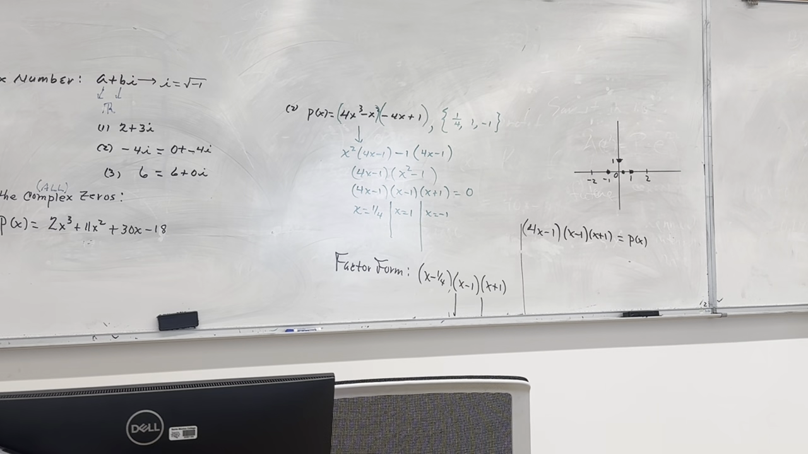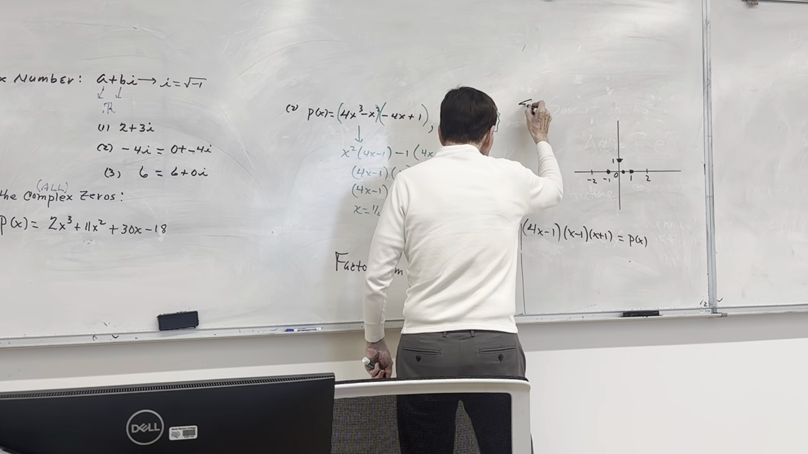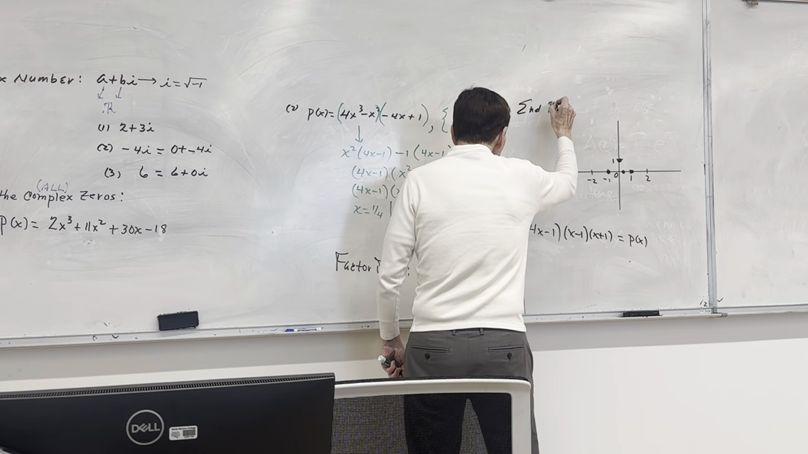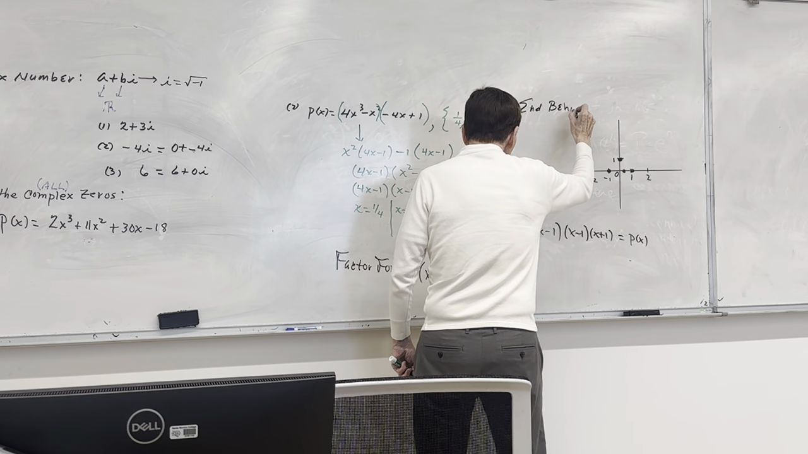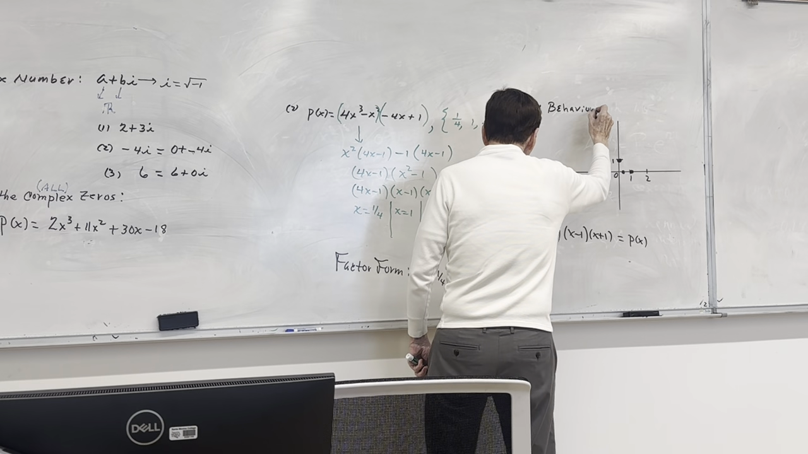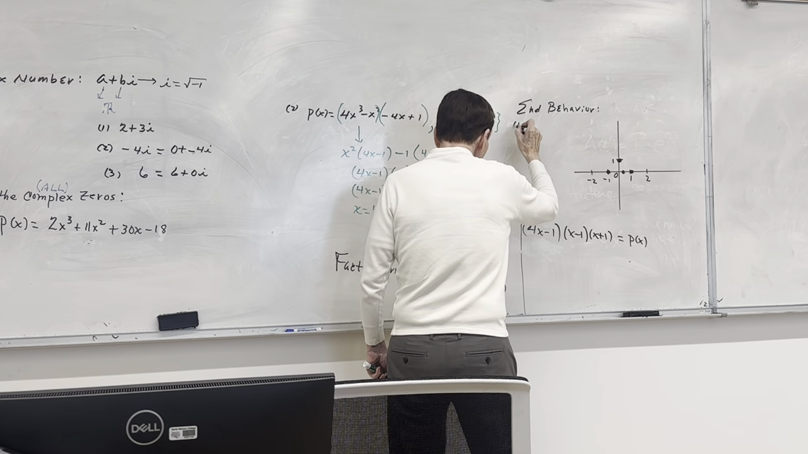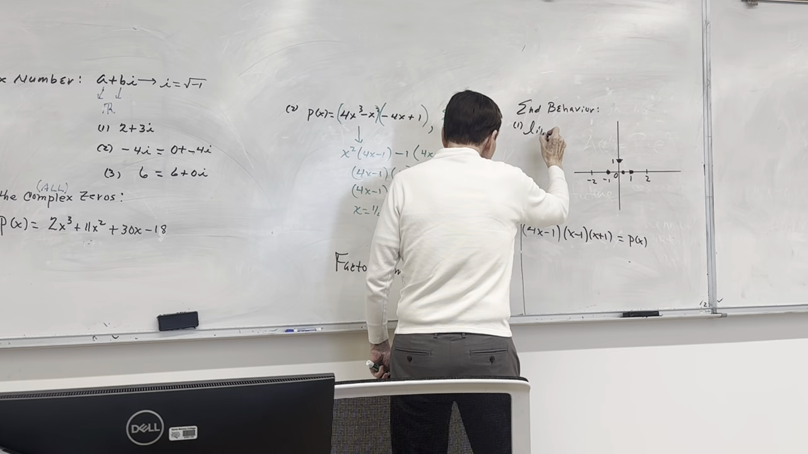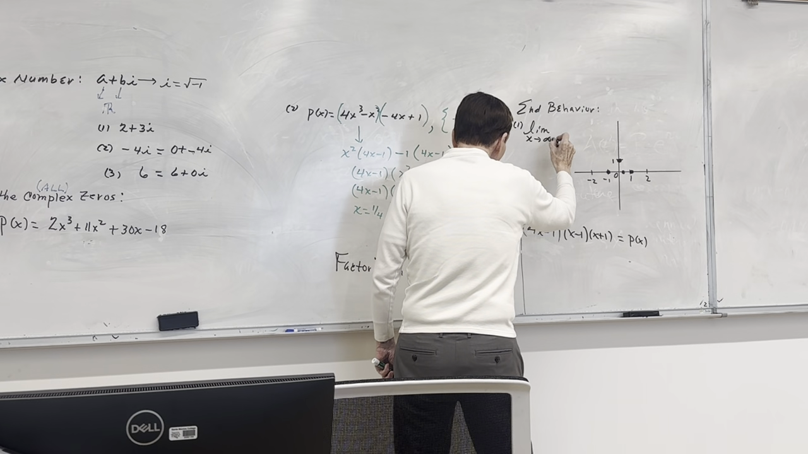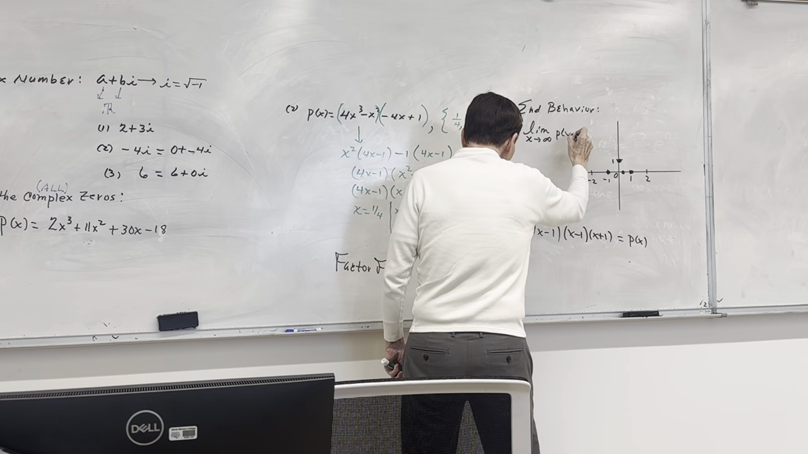Can anyone describe for me the end behavior of this graph? In other words, you've got to answer a couple questions for me. As the function goes to, as they call it in calculus, find the limits. As x gets large, what is my p of x doing?